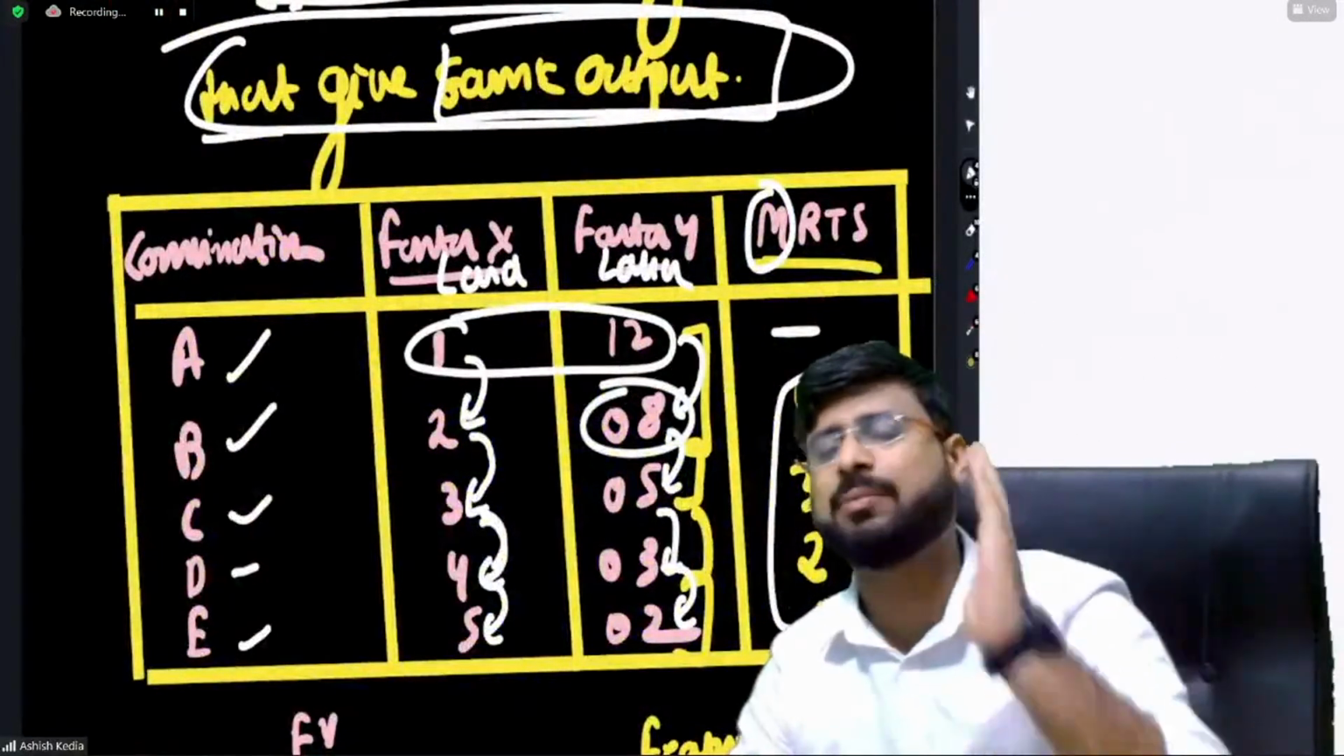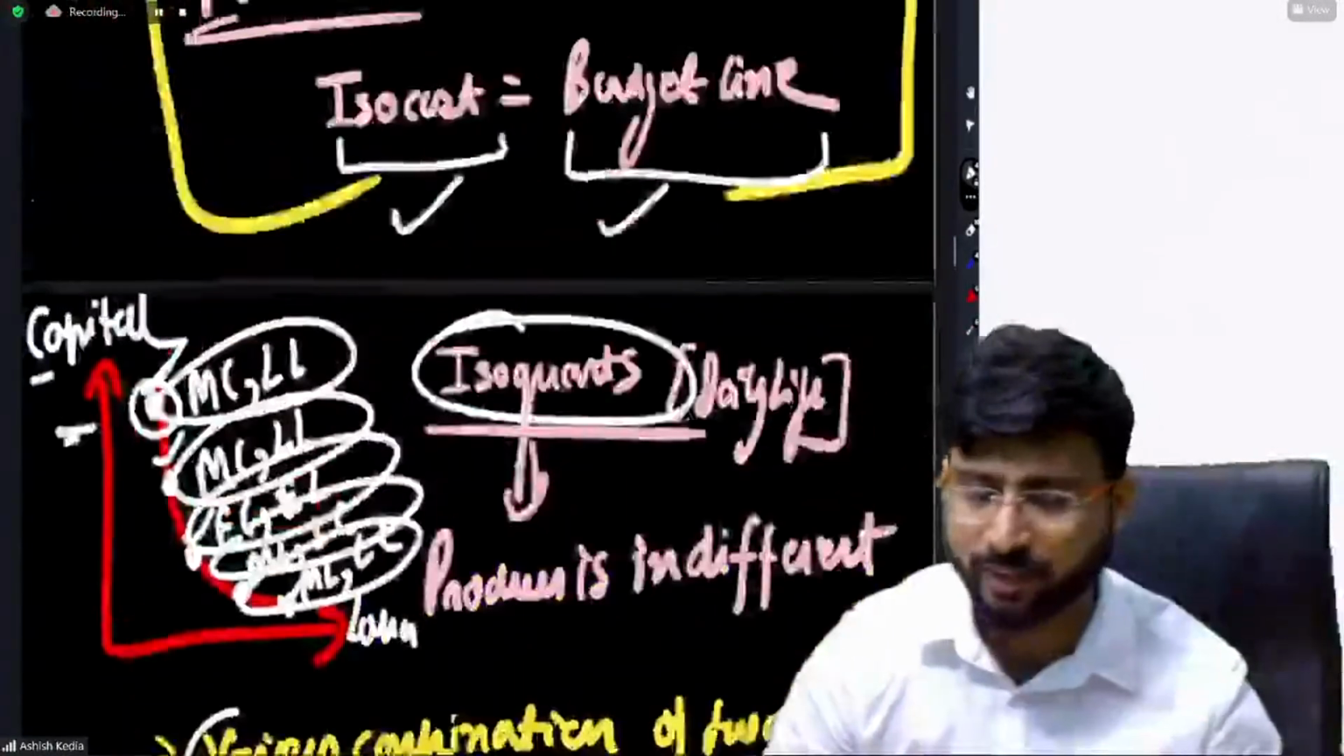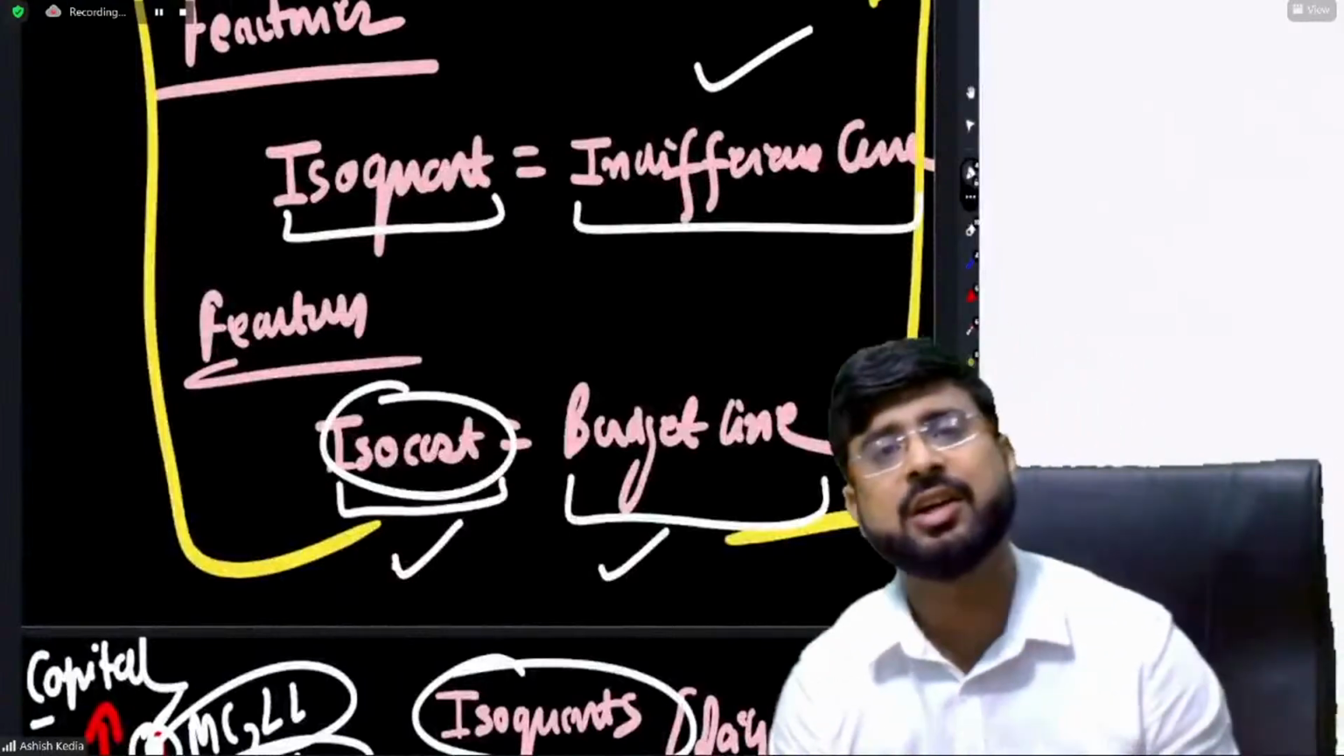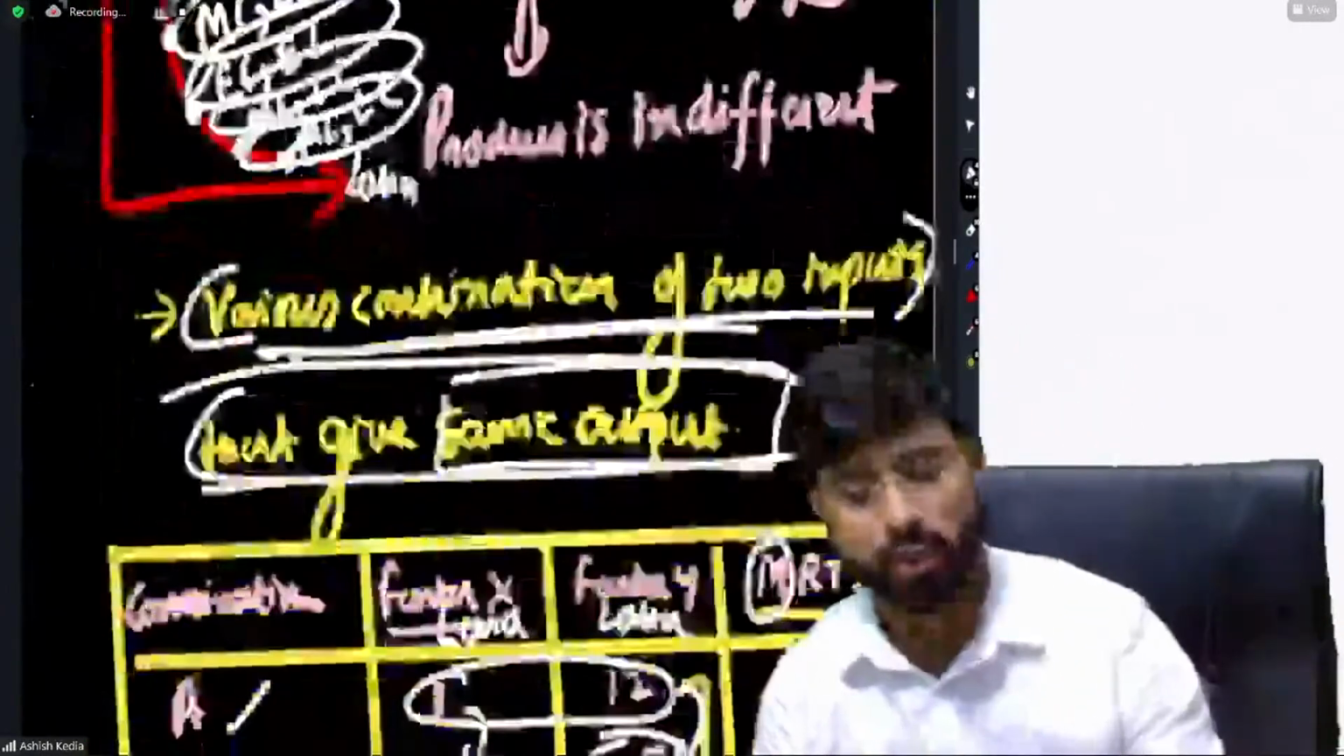Output same रहने से मतलब है, cost से यहाँ पे मतलब नहीं isoquant पे. इसीलिए मैंने क्या बोला, cost की बात हम लोग isocost में करेंगे. About cost we will talk in isocost.